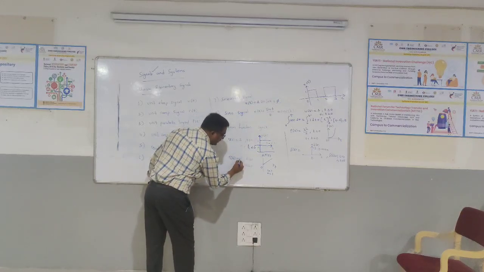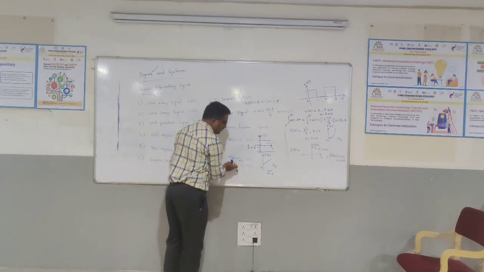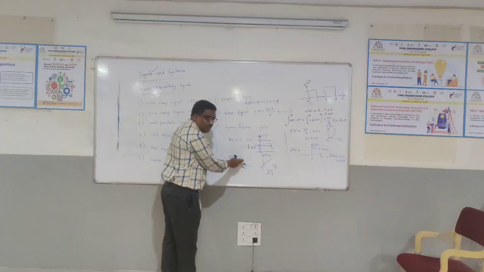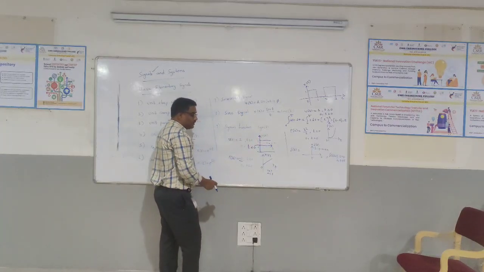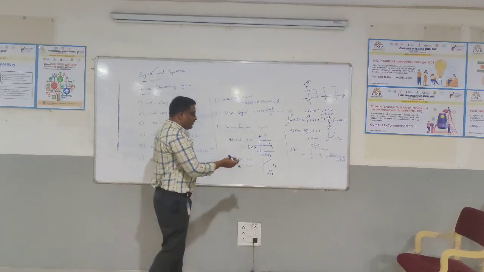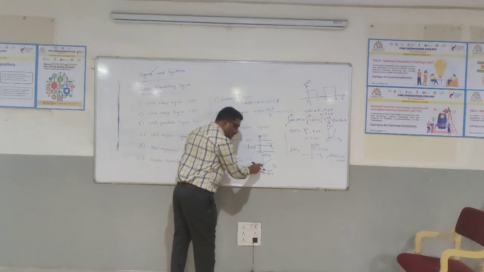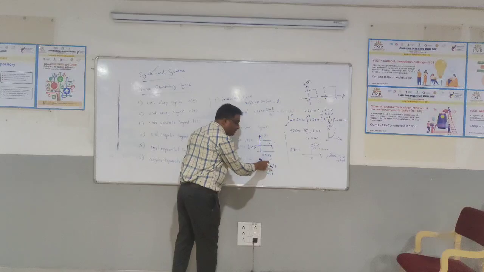Here small a is called the scaling factor. If you consider a equal to 1, then I am getting t only. T here is amplitude, not time period. If t is equal to 0, the amplitude is 0. If t is equal to 1, the amplitude is 1. If t is equal to 2, the amplitude is 2.